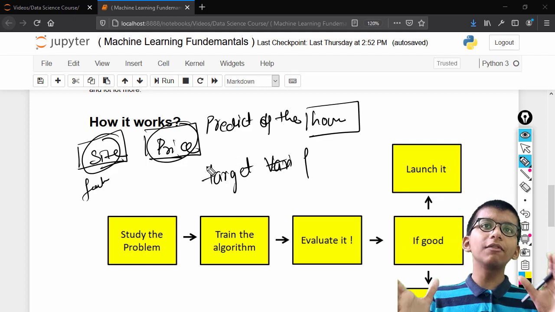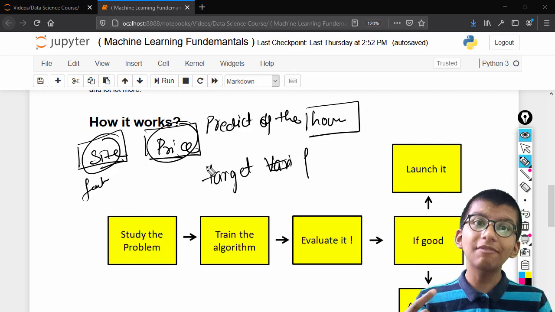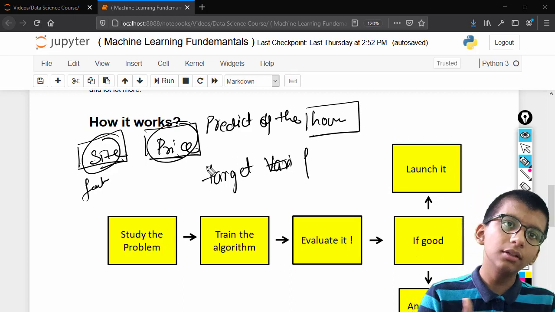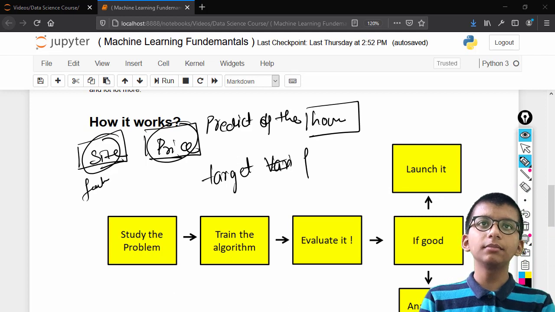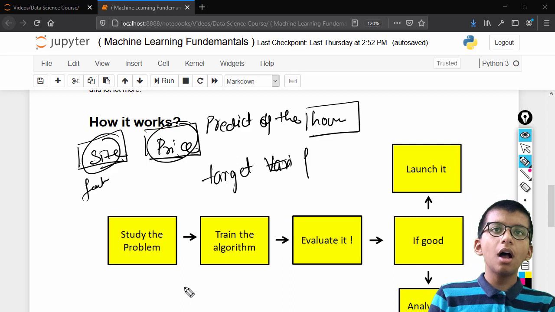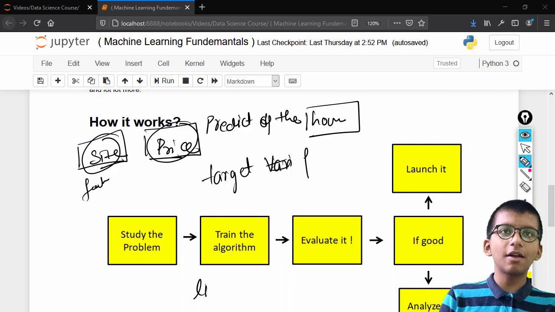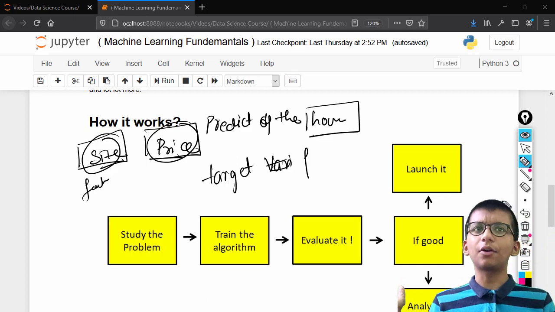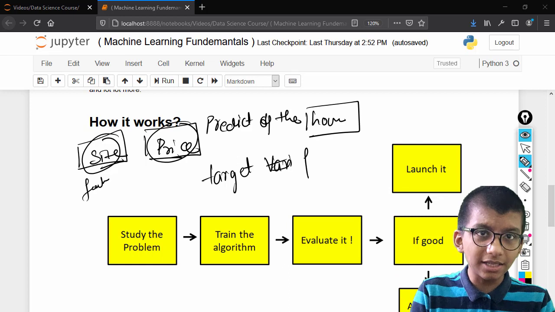Again, I'm saying the target variable is the variable which we want to predict, or the feature that we want to predict, and feature variables are all the other columns. Okay, so we study the problem, we train the algorithm. Let's say we choose linear regression, and again you might be very uncomfortable just now because you have not heard of it till now. Let's say any algorithm that helps us to achieve this goal, and we evaluate it.